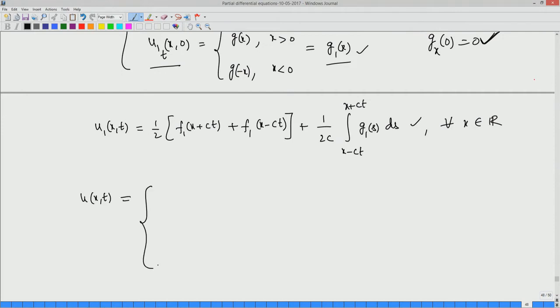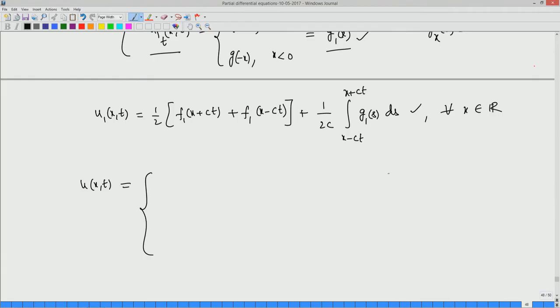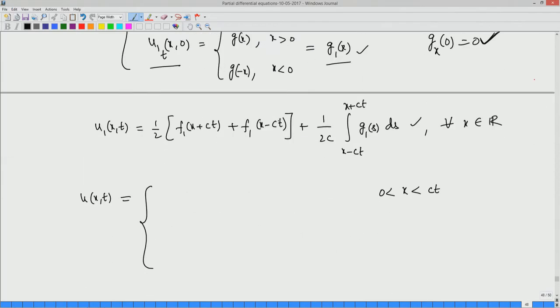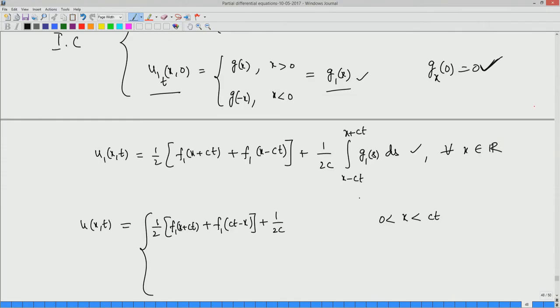Like earlier, when x is between 0 and ct, x plus ct is always positive for f1, but x minus ct is negative. If it is negative, f1 on the negative side means you have to take f of minus of x. So, in this case you write f1 of x plus ct plus f of ct minus x, plus 1 by 2c. Now, if you do this from 0 to x plus ct, g1 is positive, so that is as it is.